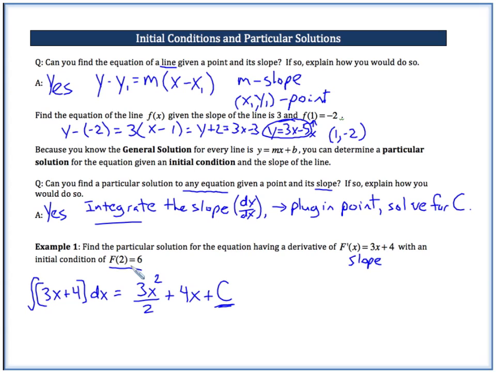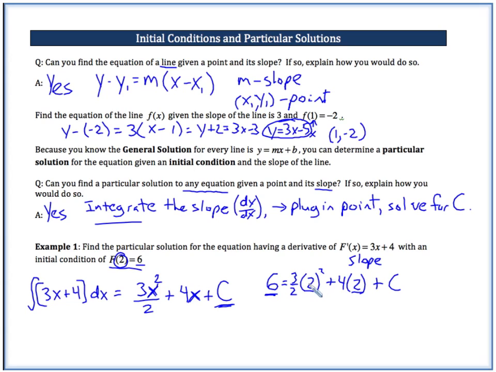Okay, so here's what we're going to do. We're going to say 6 equals 3 halves times 2 squared plus 4 times 2 plus c. Okay, so do you see what we did there? We said we know x equals 2, and so we substituted it into our indefinite integral. And we knew f of 2 equaled 6, and so we put 6 right here as the answer. And so we want to figure out which constant is going to give us 6.